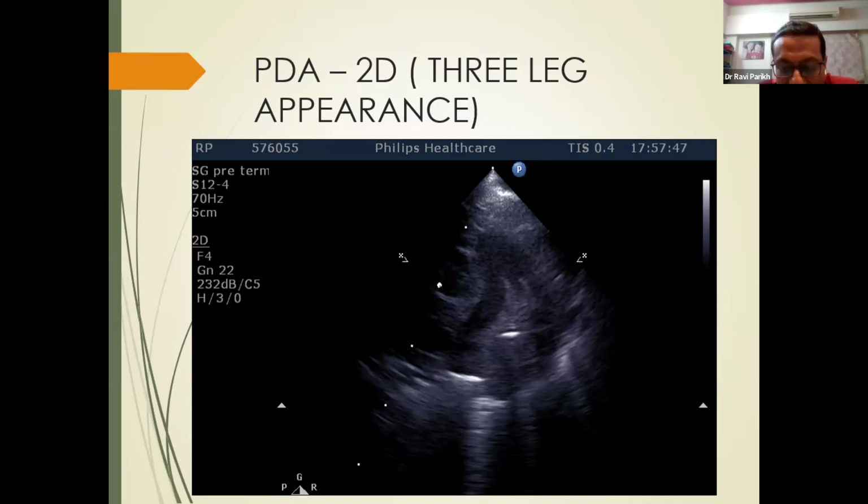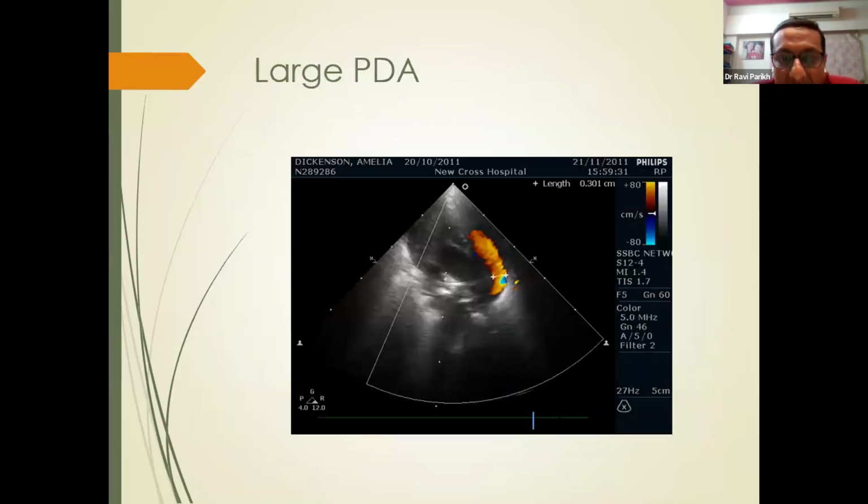Sometimes while you are learning, it will be difficult to demonstrate in 2D. So you can apply the color, and you can see this is a typical duct. This is a left to right shunt, the red or orange color duct is there. When you are using color Doppler, you have to scan the narrowest position of the whole duct and then demonstrate. Here, if you can see, the width is 0.3 centimeters. So it is a 3 millimeter duct. That is quite a large duct.